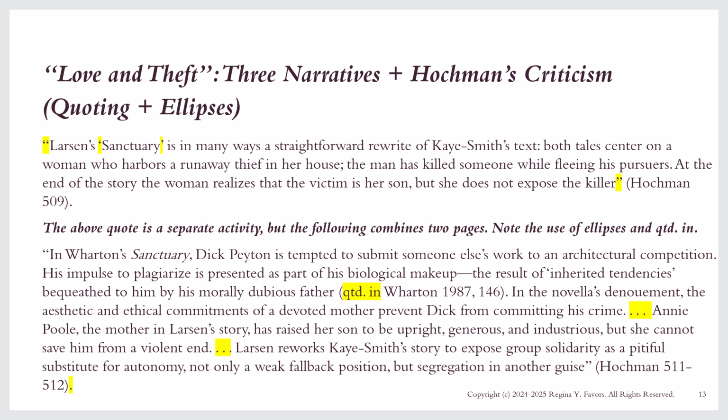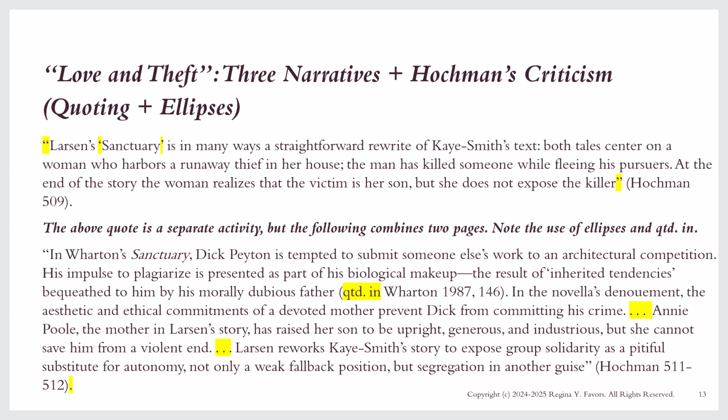Love and Theft, three narratives plus Hockman's criticism. So Larsen's Sanctuary is in many ways a straightforward rewrite of K. Smith's text. Both tales center on a woman who harbors a runaway thief in her house. The man has killed someone while fleeing his pursuers. At the end of the story, the woman realizes that the victim is her son, but she does not expose the killer. So this is Hockman's way of presenting both texts, and suggesting that Larsen has rewritten K. Smith's text.